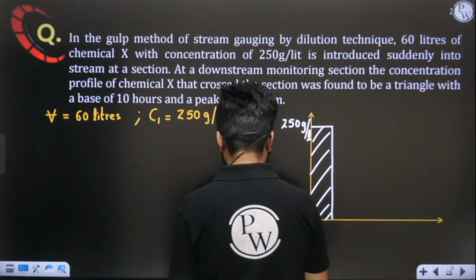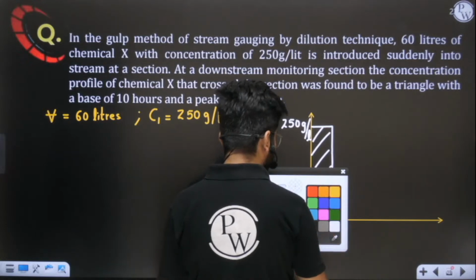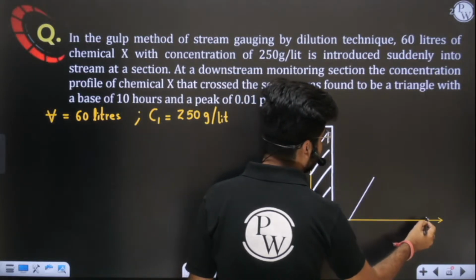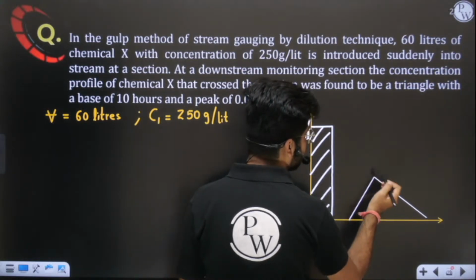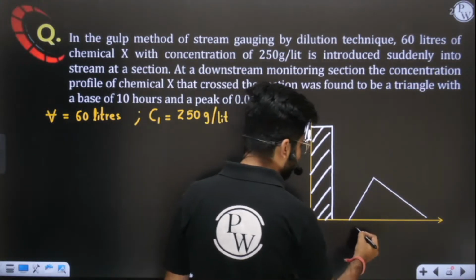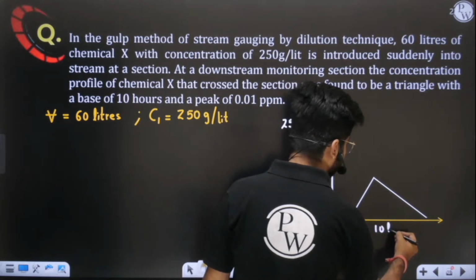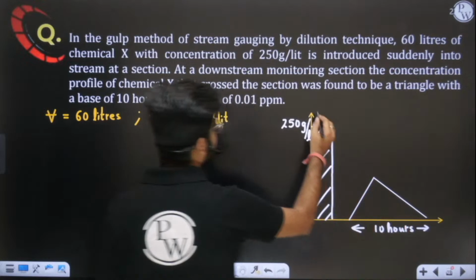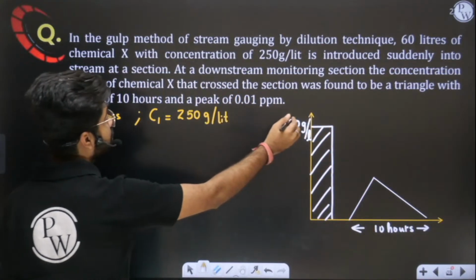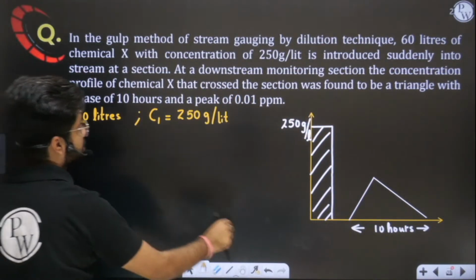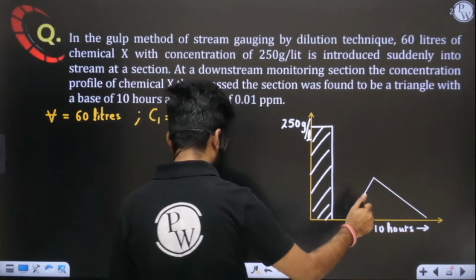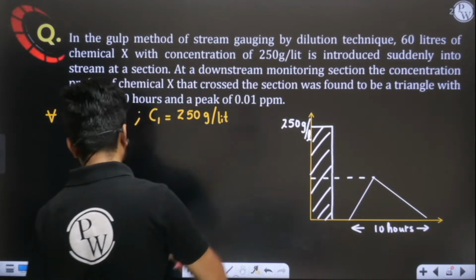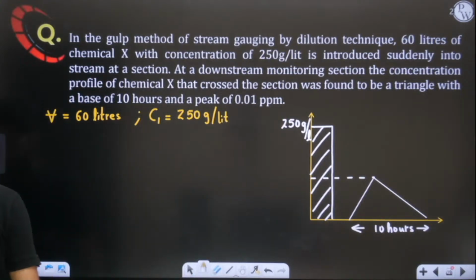Immediately, sir, you will see a triangle. Sir, they are saying immediately, sir, you will see a triangle. Okay, you will see a triangle whose effect will remain there for 10 hours. They are saying this in the question. Sir, this is 10 hours. They are saying at section 2 was found to be a triangle with a base of 10 hours. This is the base of 10 hours and the concentration, this concentration will be 0.01 ppm.